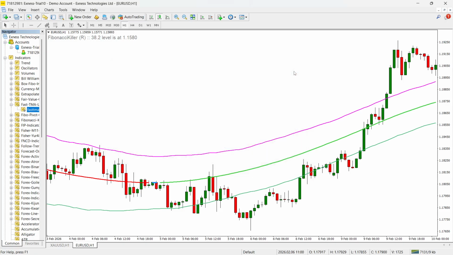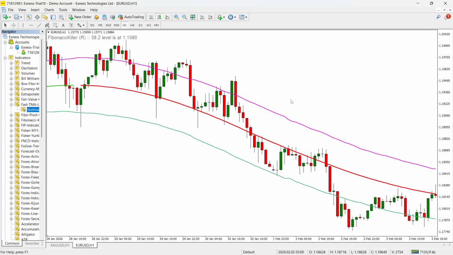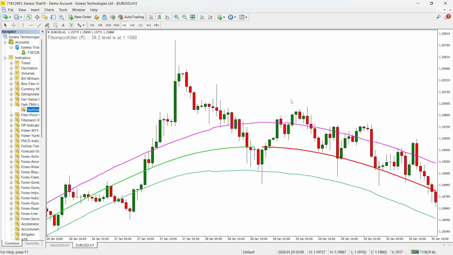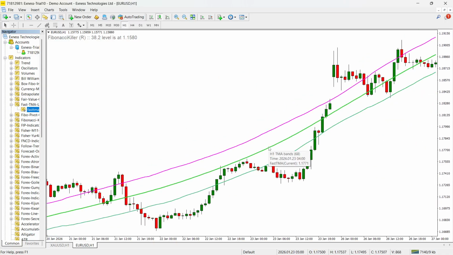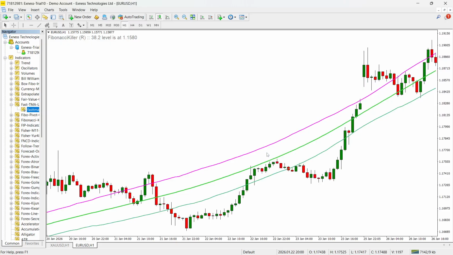So who is it for and what are its limitations? The fast TMA line indicator is suited to traders who want a smoother, visually clear trend line that still reacts quickly enough to changes in market direction. It can work for both trend following traders who watch the slope and for mean reversion traders who monitor how far price stretches away from the line.